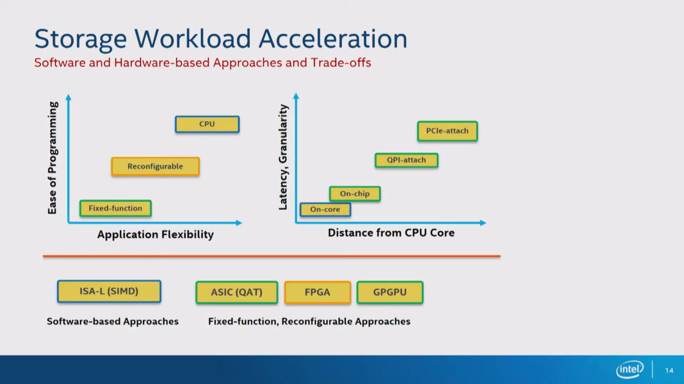QAT is an offering from Intel that does hardware compression, and it's got tremendous throughputs. But with any offload, it depends on how far it is from the core. There are trade-offs on latency with being on the core. And there are other options too, but you have to keep this in consideration.